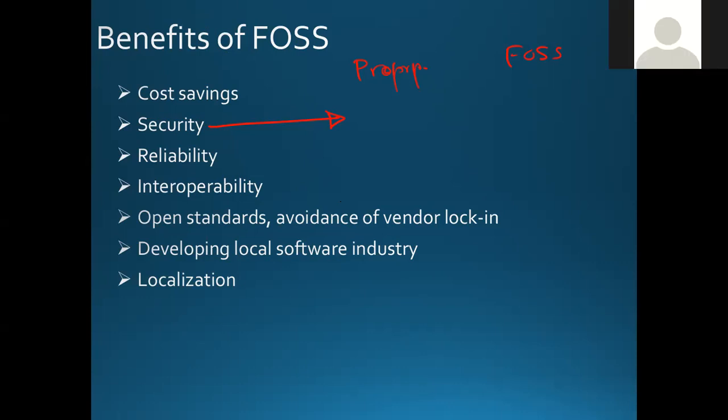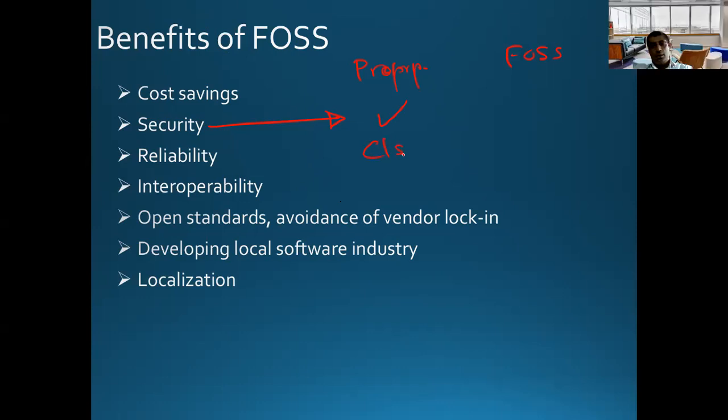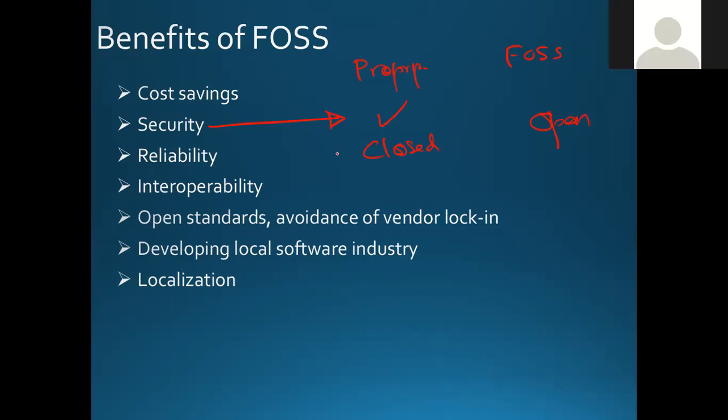Proprietary software. Why would you say proprietary software? Because it is more secure than the open source softwares. Yeah, it's closed, right? Yeah, closed, and this is open. So I asked all of you as well. It's a good answer. A lot of people think the proprietary software is secure, whereas FOSS is not.